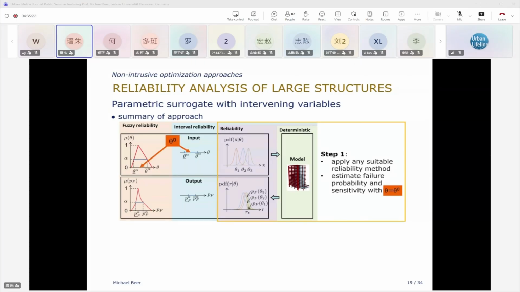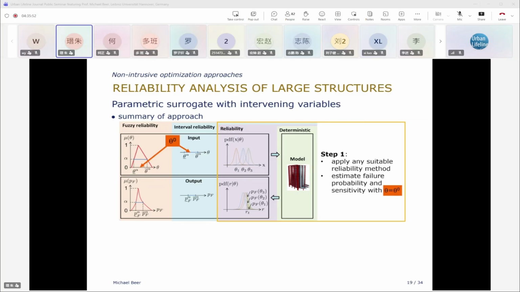What we do with the intervening variables is different. We simply pick the midpoint of this interval, or of this uncertain variable theta, and this is what we use in order to do one-shot reliability analysis with a sampling method. A variance reducing sampling method, can be line sampling, subset sampling, importance sampling, can use anything. Once we have this result, we end up with one result for the failure probability.